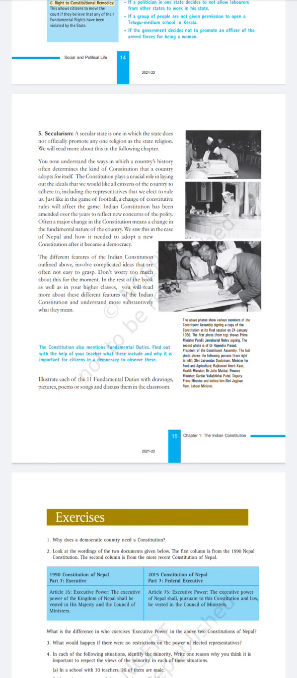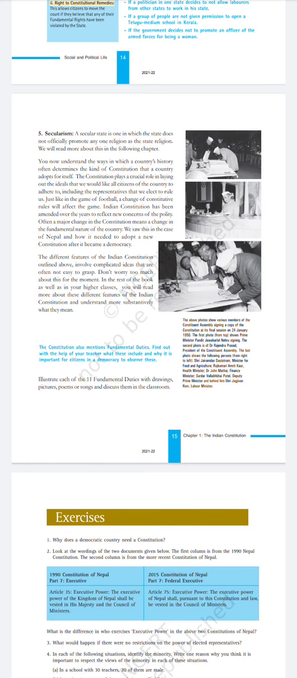You now understand the ways in which a country's history often determines the kind of constitution that a country adopts for itself. The constitution plays a crucial role in laying out the ideals that we would like all citizens of the country to adhere to, including the representatives that we elect to rule us. Just like in the game of football, a change of constitutive rules will affect the game. The Indian constitution has been amended over the years to reflect new concerns of the polity.